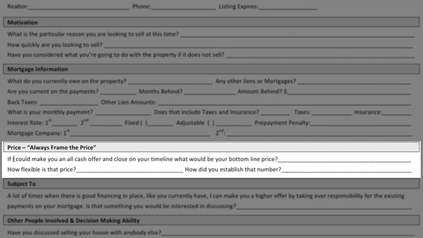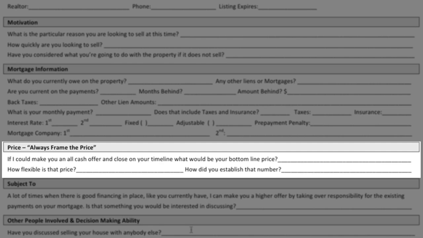I would say, John, based on everything that I've heard from you and everything you've told me, it sounds to me like your number one goal is to get out from underneath the debt that you're currently under and to not lose this house to foreclosure. Is that accurate? If he were to say yes, then I know I'm going to be positioning price at or right around what he owes.